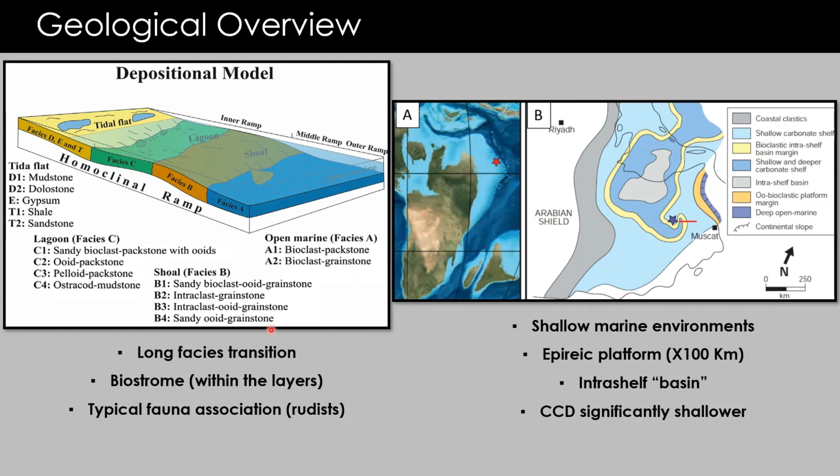In those very big platforms, facies transitions were very long. That's one thing. The second thing is that we are dealing mostly with biostromes, as opposed to today, or the Tertiary, where we have reef building structures. Here it was contained within the layers, and we're talking about the typical fauna related to the rudists and the corals.